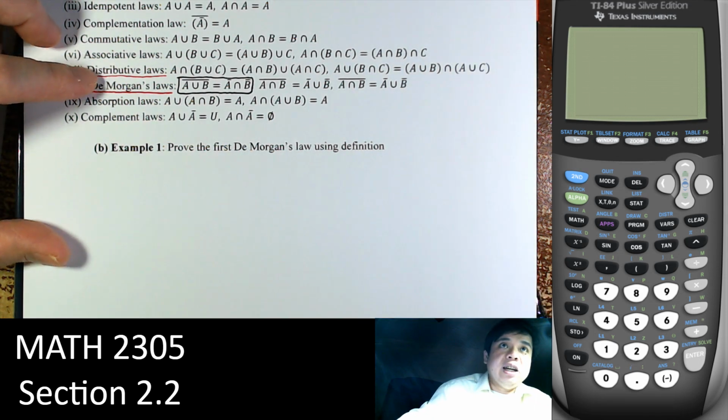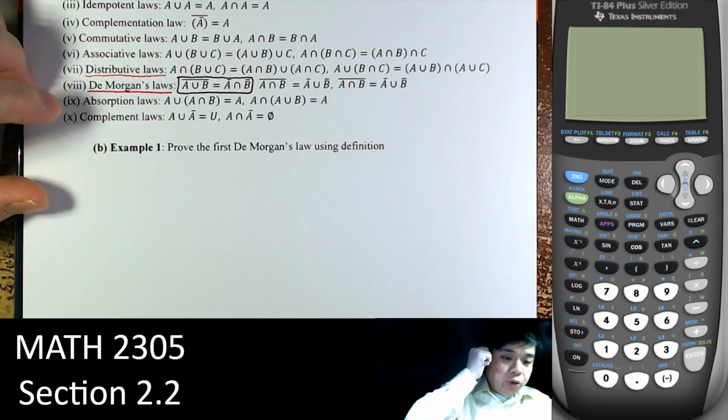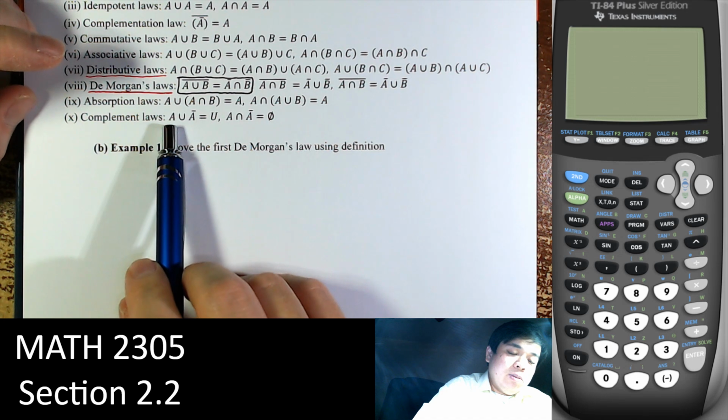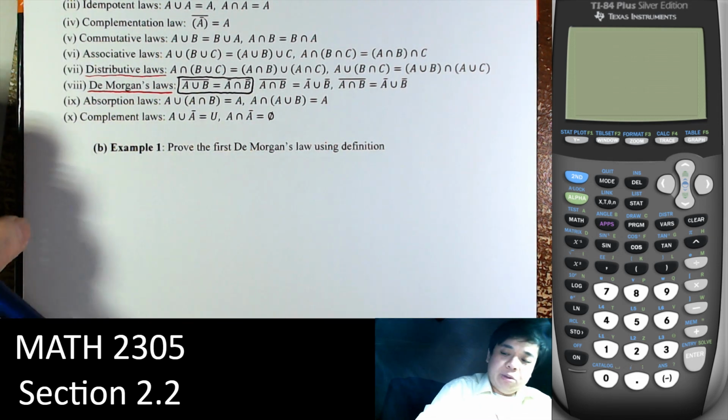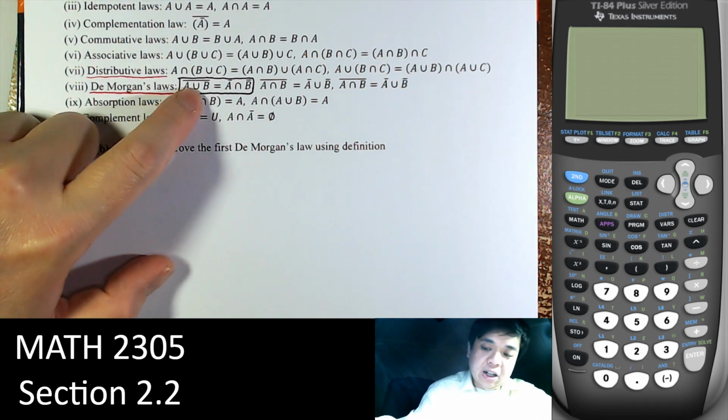Right. So we want to prove that they're equal, meaning that we let X be in this set, and it belongs to that set. So we start from one side. Let X be in the left hand side.